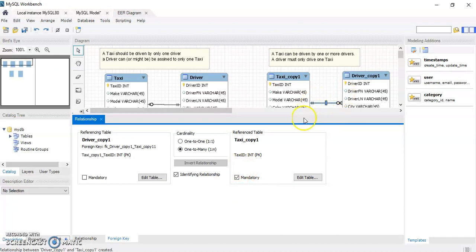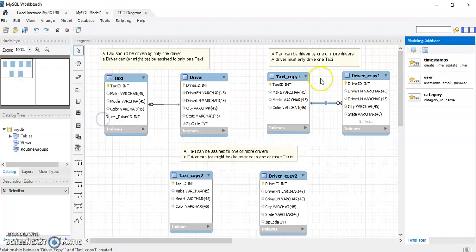This one is because if we close this, a taxi can be driven by one or more. But since it's a can be, it could also be a zero. Can be or cannot, right? So it's 0, 1, or many. A driver must only drive one taxi. This is a must. It's mandatory. So going back, it is a must, right?